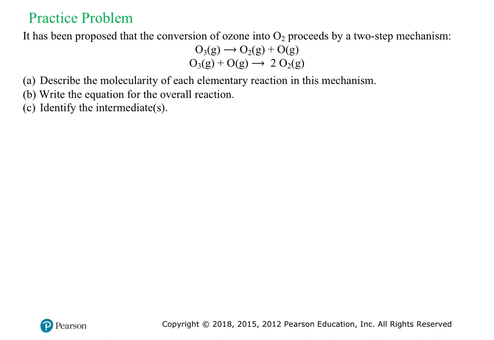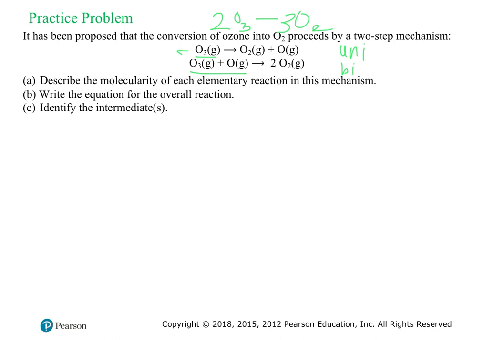So a prediction or a mechanism for the conversion of ozone, O3, to go into O2. The stoichiometry is 2 ozones form 3 oxygens. A mechanism says that maybe 1 ozone converts into ozone and an oxygen atom. Then in a second step, another ozone reacts with that oxygen atom to form 2 oxygen molecules. So describe the molecularity of each elementary step. Well, in this first step, we have 1 molecule, so that would be unimolecular. And in the second step, we have 2, so it's bimolecular.